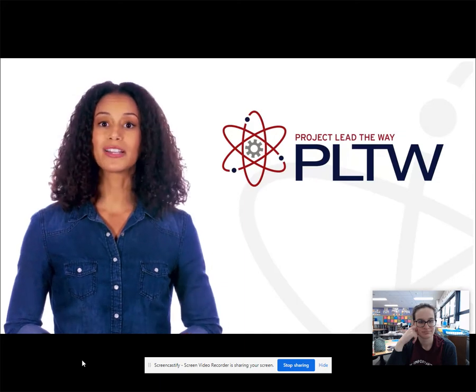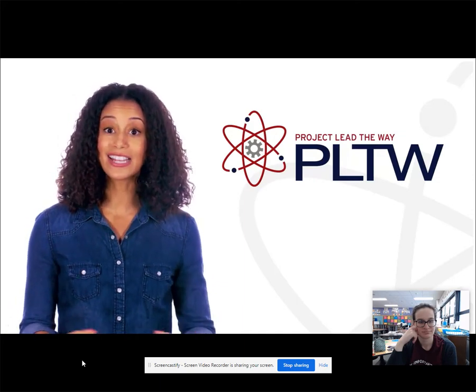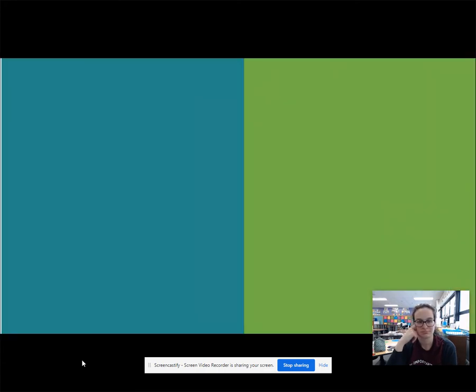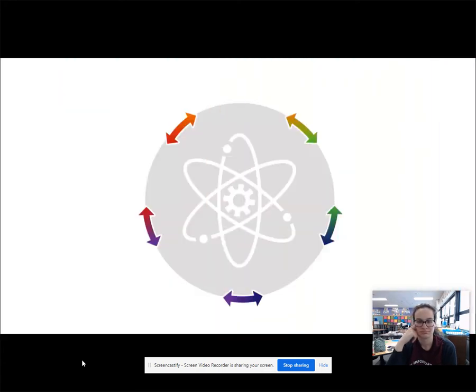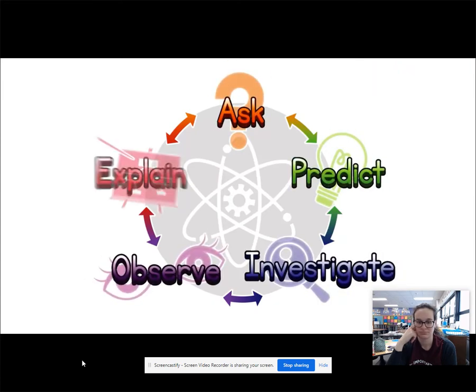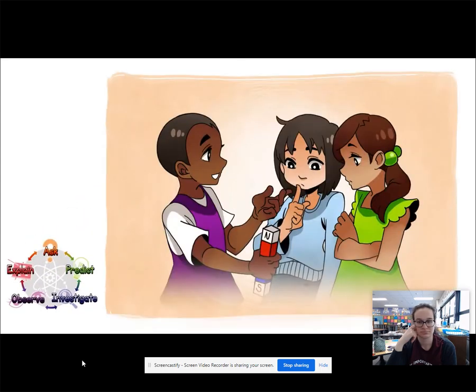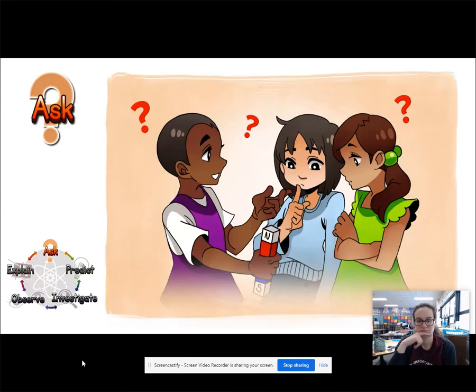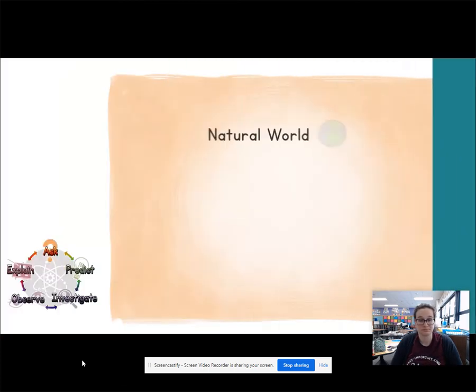The scientific inquiry process is a step-by-step method that scientists use to gather information about the world around us. When scientists follow this process, they work through steps that require them to ask, predict, investigate, observe, and explain. The first step in the scientific inquiry process is ask. When you ask a question, it's important to develop the question in a way that makes it testable. Testable questions are those you answer as you conduct investigations and make observations that provide evidence.